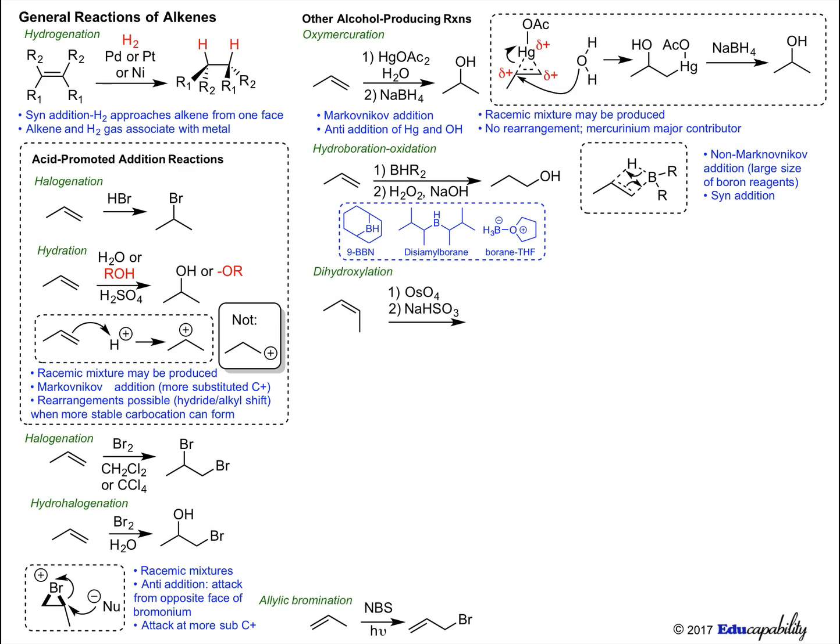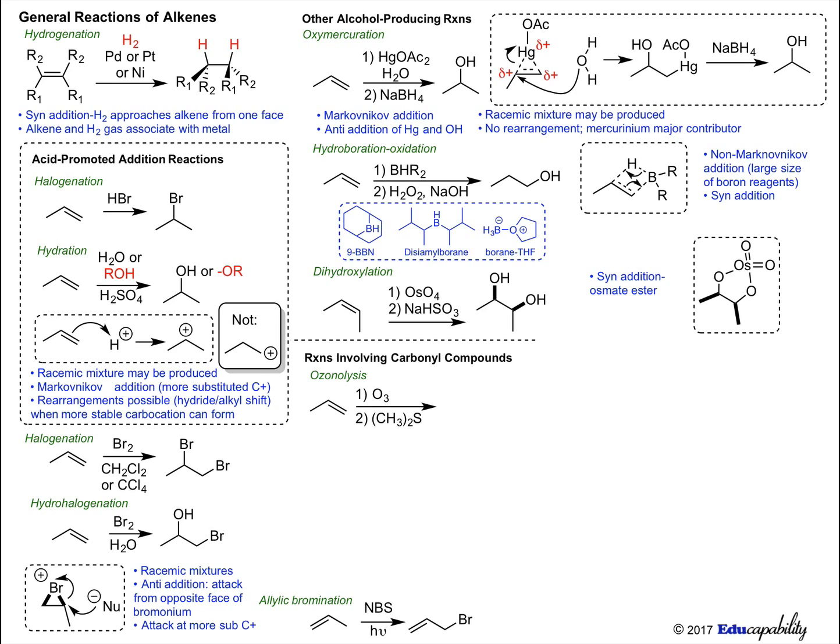The addition of 2 hydroxyl groups across the alkene is accomplished by treatment with osmium tetroxide, which forms an osmate ester. This reaction gives a syn-diol because osmium approaches from one face. 1 molar equivalent of a reducing agent is required to cleave osmium from the molecule and produce the diol.